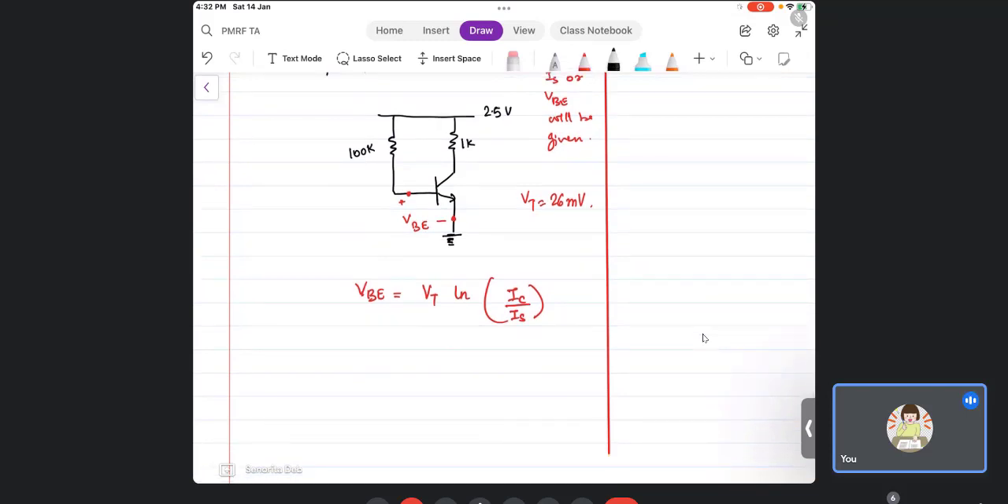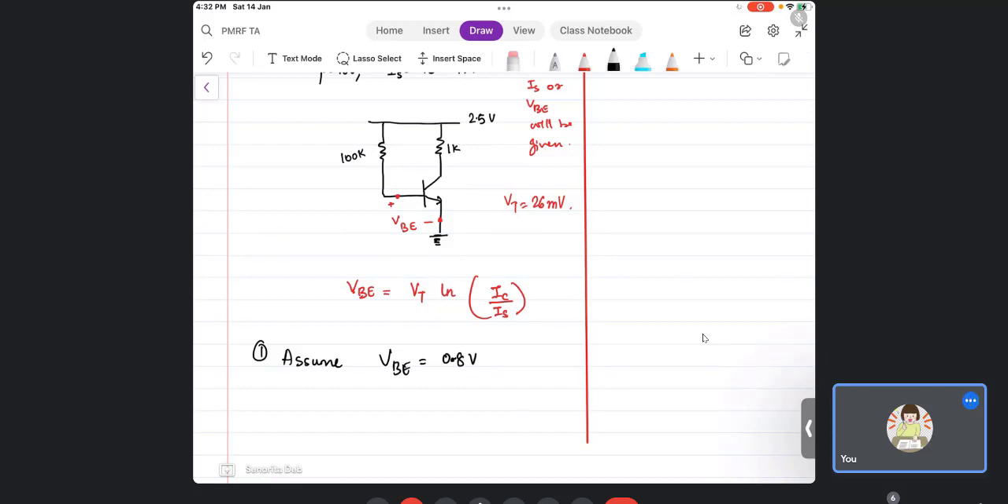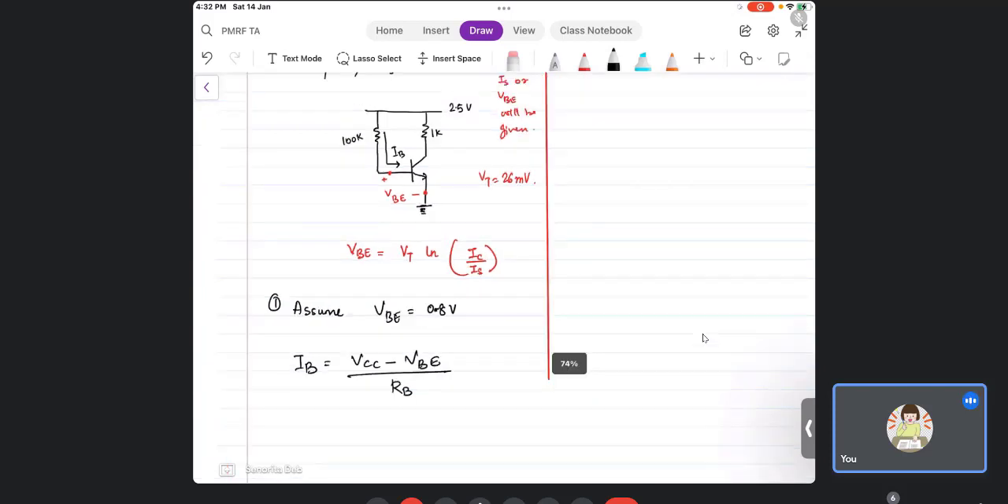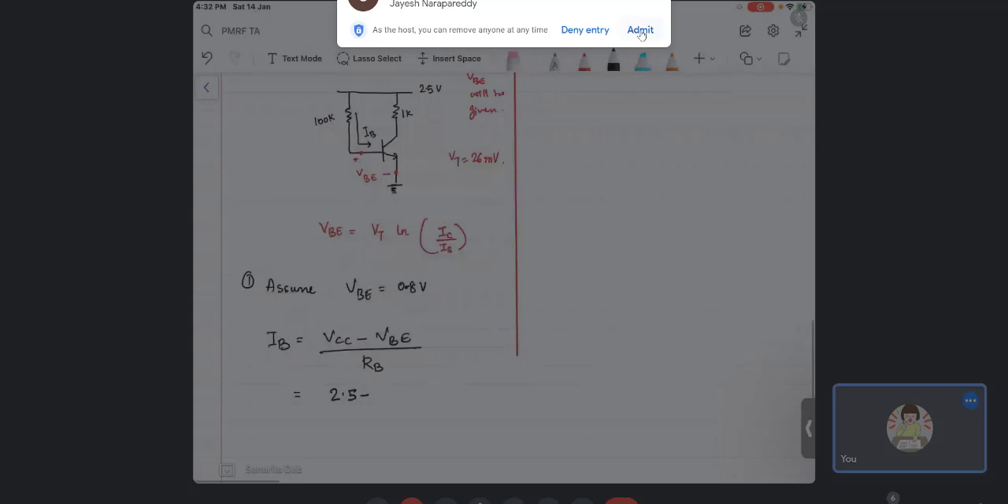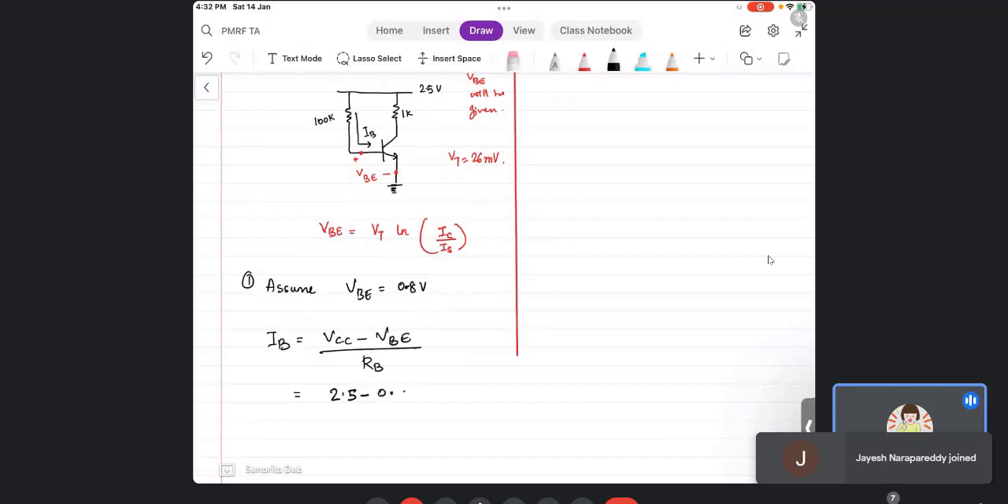So first step will be assume VB to be 0.8 volts. Okay, first you assume VB to be 0.8 volts. Now once you have assumed VB, you know that this is the path. There are two paths, right? So you know that this path is having IB current, and I have assumed VB. So what is IB? IB is VCC minus VBE by RB. Okay, so now this will be nothing but 2.5 minus 0.8, I have assumed VB, by RB is 100K.